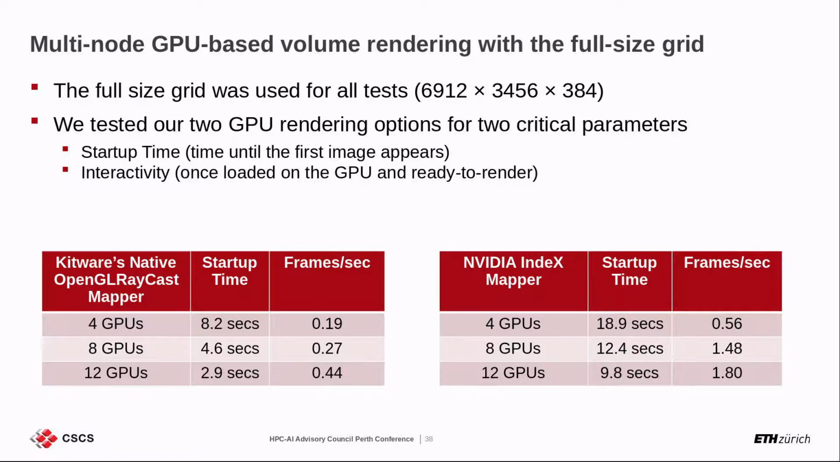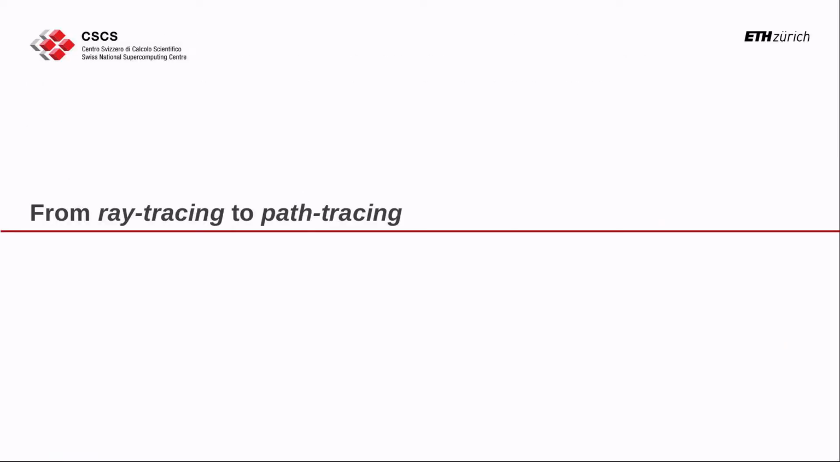Finally, for the full-size grid running in parallel, so this is my size, I was getting almost 2 frames per second. This is enough for interactive debugging of my visualization, and then in batch mode, I run my movie. So that was my first showcase.